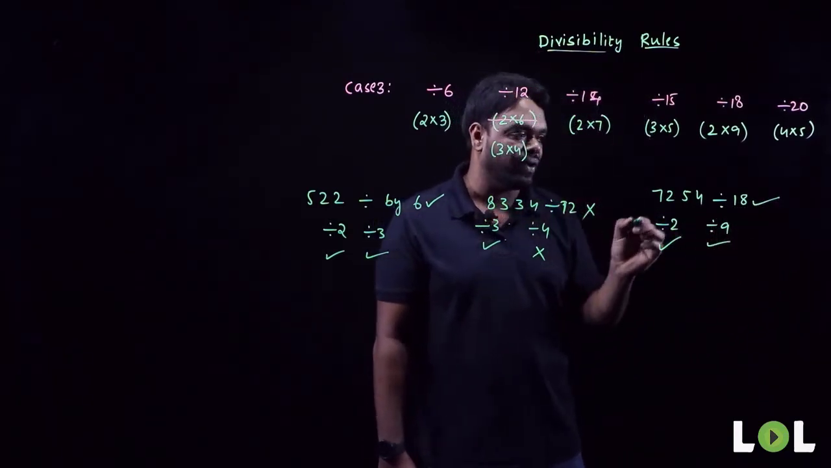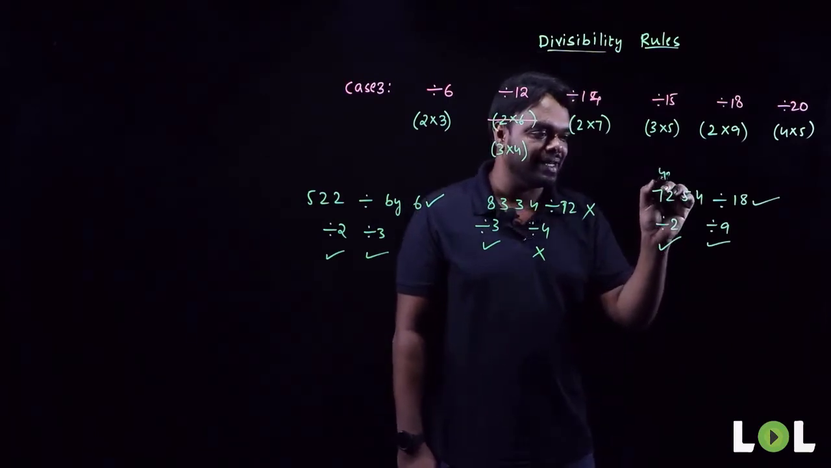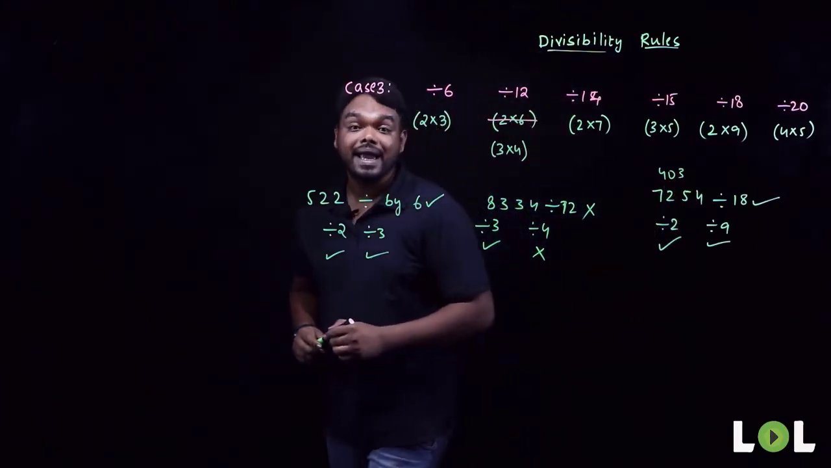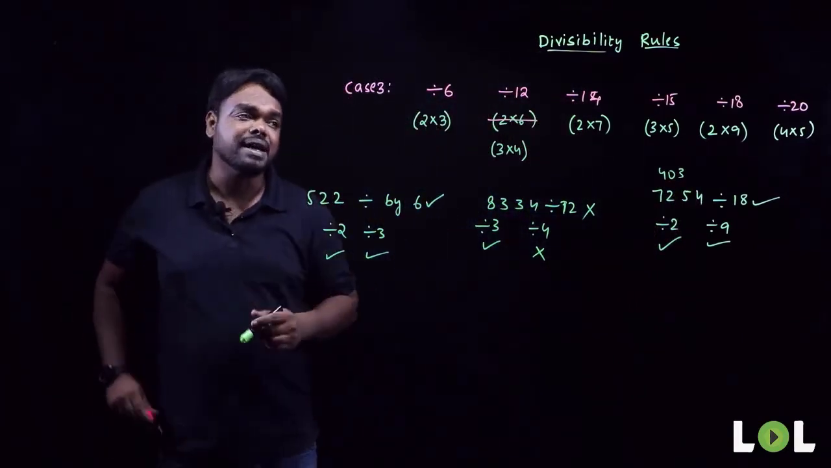If you want, you can cross verify it. 18 fours is 72. I'll take 0. 18 threes is 54. Yes, that number is divisible by 18. So what if I take some other number instead of this?